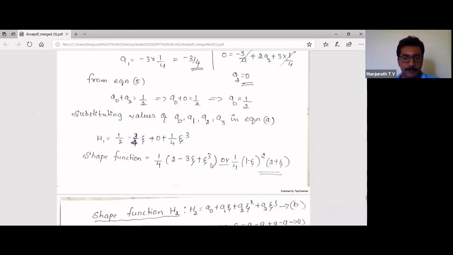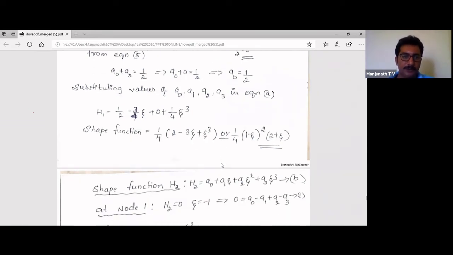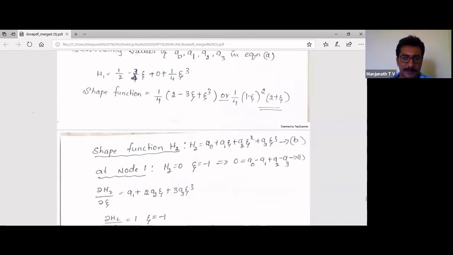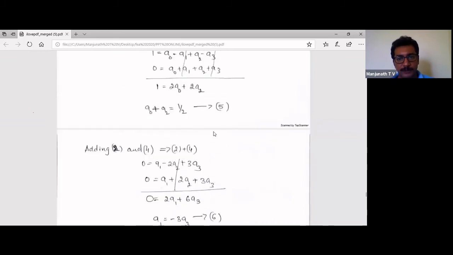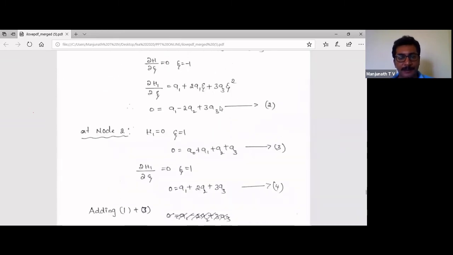However you want, you can take it, because some books have considered equations like this, and some books have considered equations like this. This is only the simplification form. That's it. So this is how we are going to calculate H1. Similarly, the same method, the same procedure, we are going to follow for calculating the H2 value.